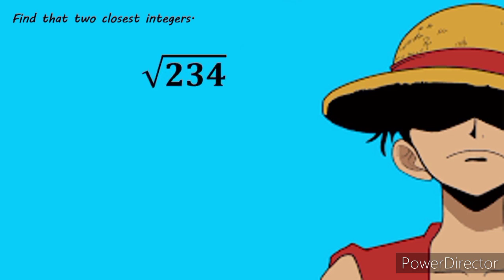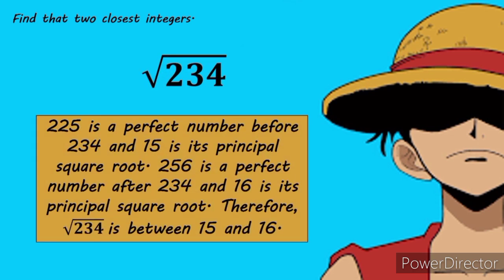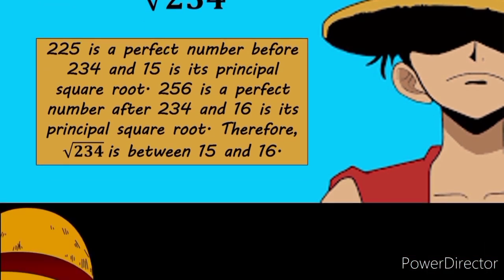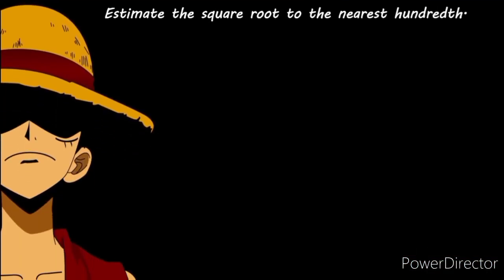The square root of 234. 225 is a perfect number before 234, and 15 is its principal square root. 256 is a perfect number after 234, and 16 is its principal square root. Therefore, the square root of 234 is between 15 and 16. Estimate the square root to the nearest hundredth.